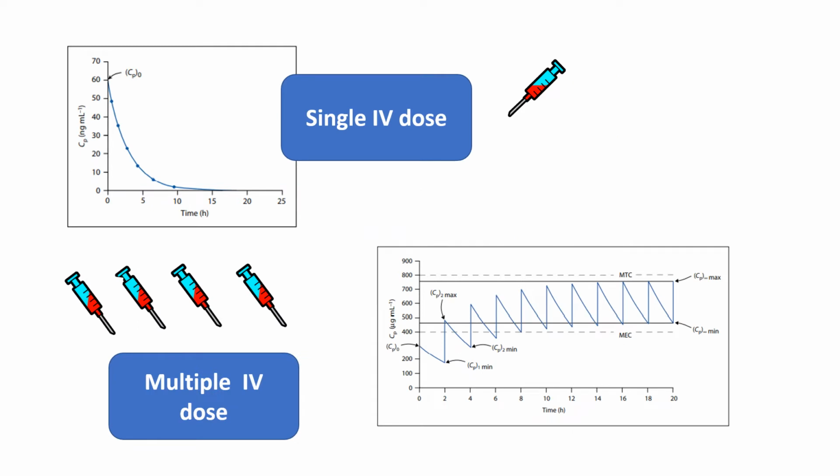So the first figure shows that of a single IV dose, whereas the second figure tells you about the plasma concentration changes after multiple such doses. The basic idea of multiple injection is to attain the steady state plasma concentration.